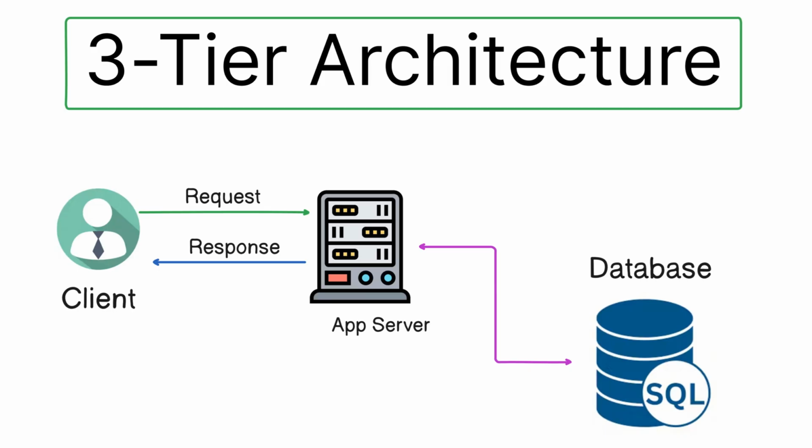The only drawback I can think of is it becomes a little more complex than the two-tier model and slightly slower due to the extra communication step in between. The best example is a mobile banking application that communicates with an API which is exposed by an application server, which then queries a database.